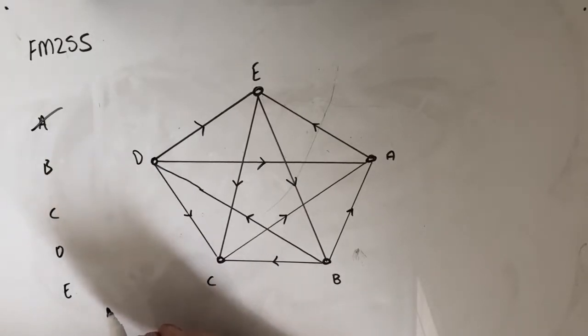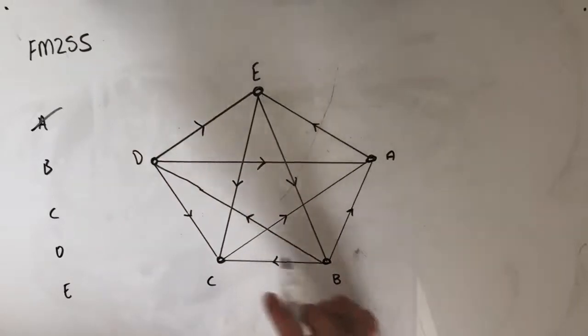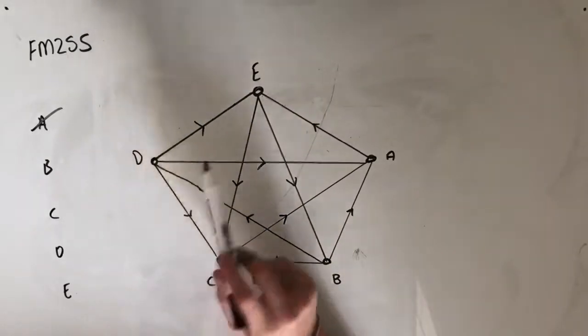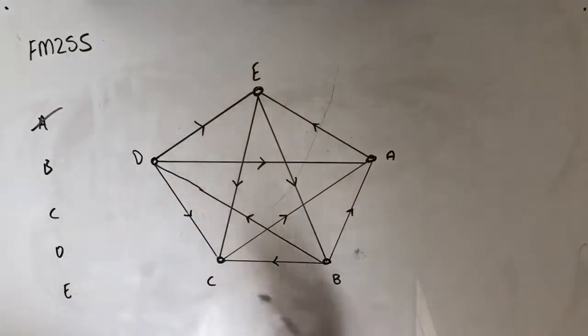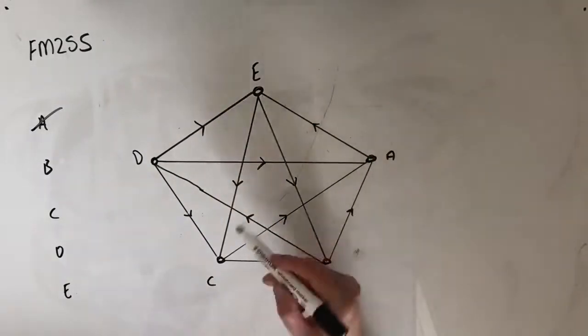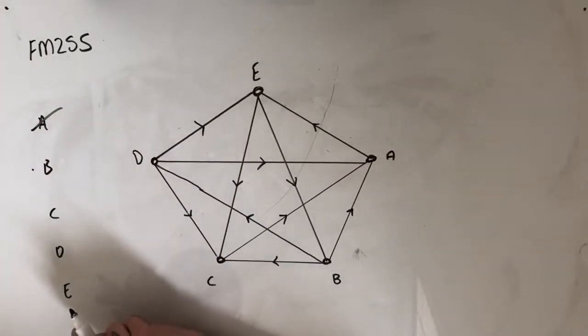B is a complete graph. Now a complete graph is a graph in which every vertex is directly connected to every other vertex, meaning there's just one edge between them. So in this example, D is connected to E, A, B, and C directly, and as you can see from the rest of them, they're all connected to each other. So B is looking like a good option right now.